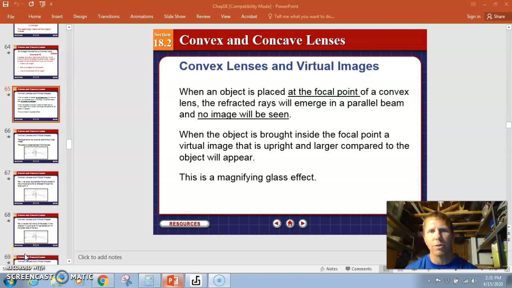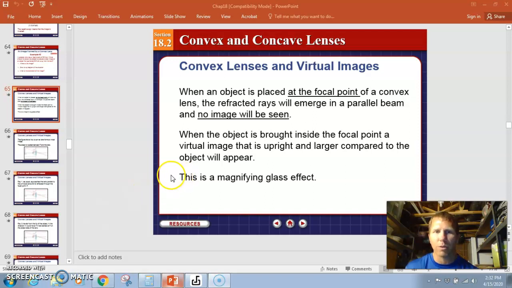Okay, now we are slowly moving our object closer to the lens. And so up here at the first sentence it says, when the object is placed at the focal point of this convex lens, you will not get any image seen because all rays that are going through the lens will come out parallel.